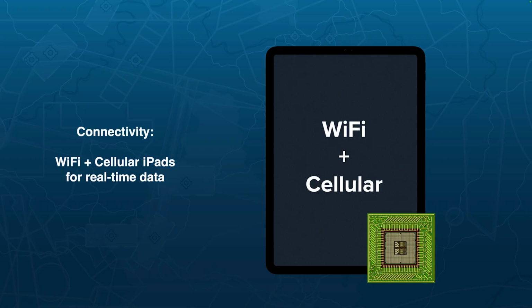As I said, Wi-Fi and cellular iPads can connect to both Wi-Fi and cellular data to get traffic information via Wi-Fi from your mobile device and weather information, for example, via the cellular device, or when you want to file flight plans, that works also via the cellular network.